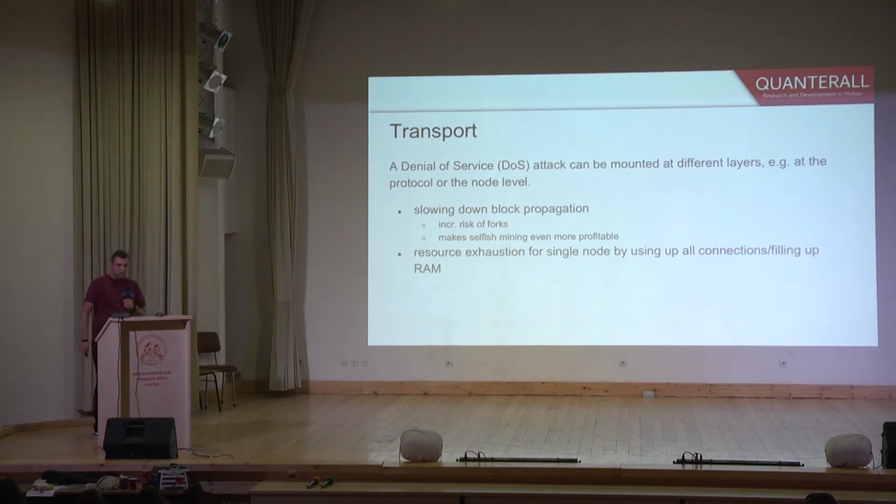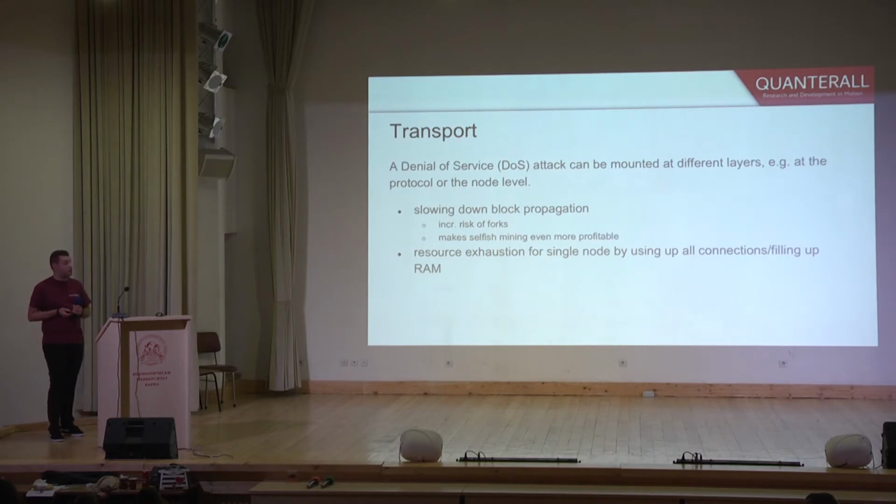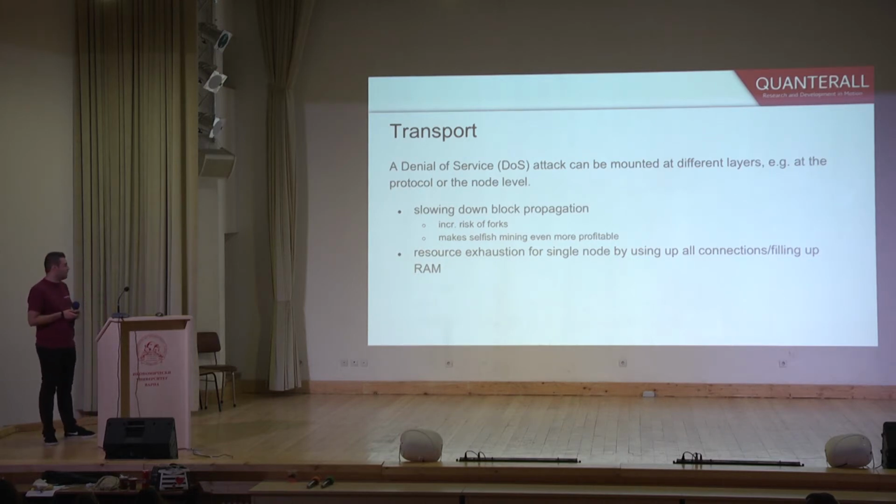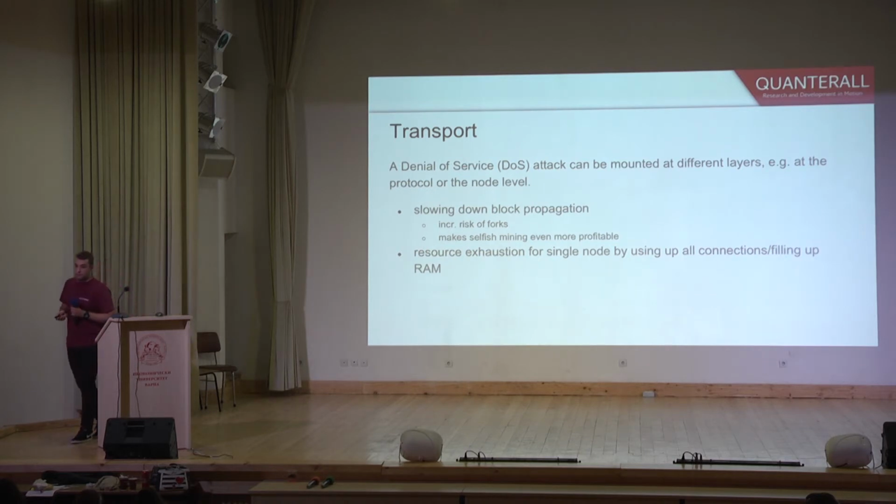So for the transport, as I said, we are using the noise transport protocol. And things like authenticating and encrypting the information take off the eavesdropping or man-in-the-middle attack. But denial of service attack can be mounted at different layers. For example, either at the protocol or the node level, which is slowing down block propagation, which increases the risk of forks and makes selfish mining even more profitable. And resource exhaustion for a single node by using up all connections and filling up the RAM. Security-wise, it can cause an Eclipse attack, which leads to double spending. And it is possible to see the other peer information without encryption. So this should be considered as a threat.